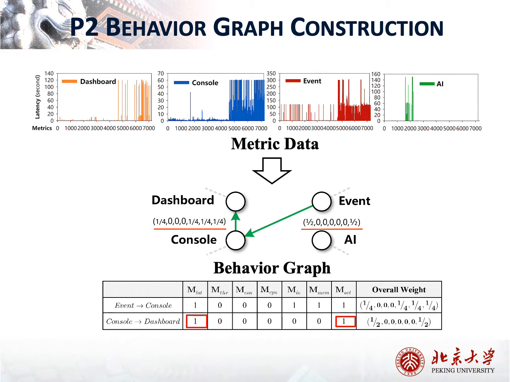The next step is constructing a data structure called a behavioral graph using these metrics. A behavioral graph is defined as a weighted partially directed graph to describe the impact relationship between services with respect to each metric. For example, the edge console to dashboard indicates the change of console will cause the change of dashboard for those metrics with non-zero weight. In other words, the console impacts dashboard when considering metric latency and metric availability.